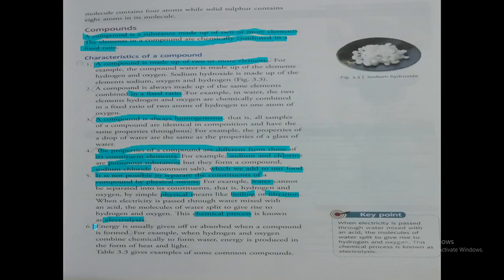The last is, energy is usually given off or absorbed when a compound is formed. So whenever a compound is formed, either energy is absorbed or it is released. Here is the example of water again. When water is formed, energy is produced in the form of heat and light, which we use as electricity. So this was about compounds and the characteristics of compounds.